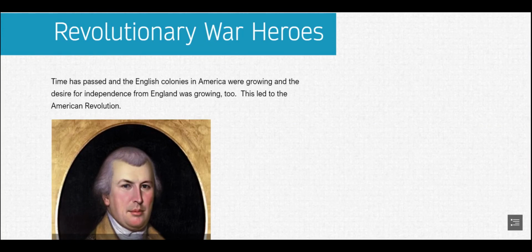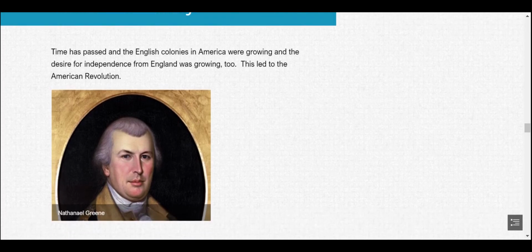Revolutionary War heroes. Well, we know time passed and the English colonies in America were growing, and the desire for independence from England was growing too. This is in large part because of all of the taxes that were being levied on the colonists by the Parliament of England and the King. So this led to that American Revolution, which we've just been learning about recently.